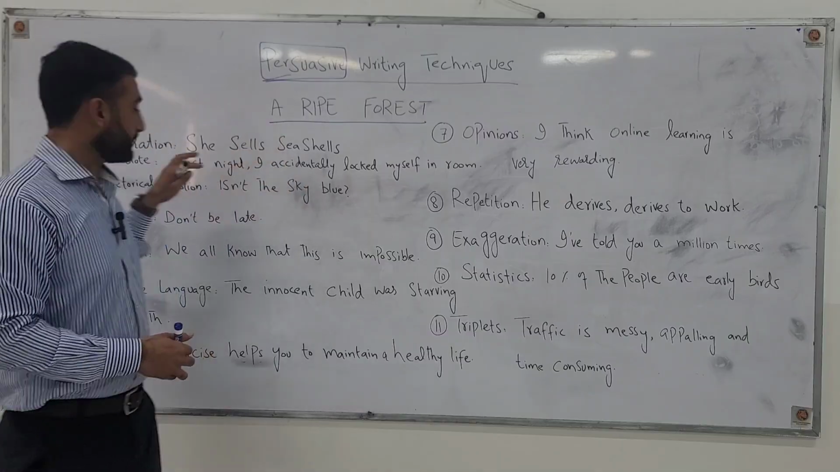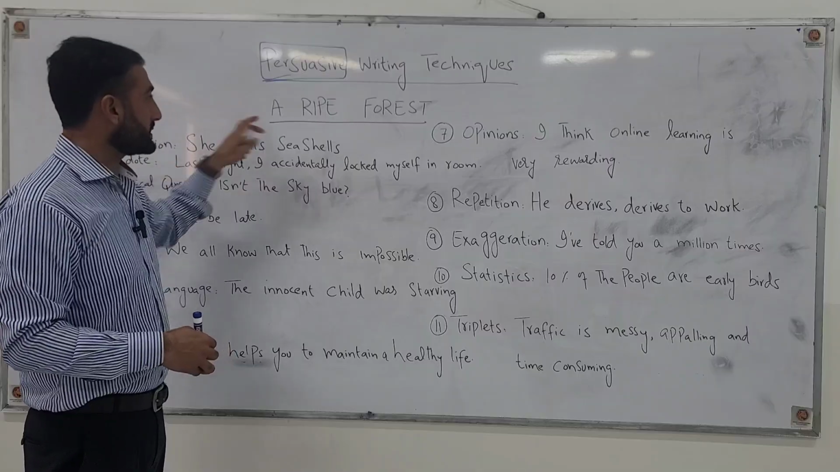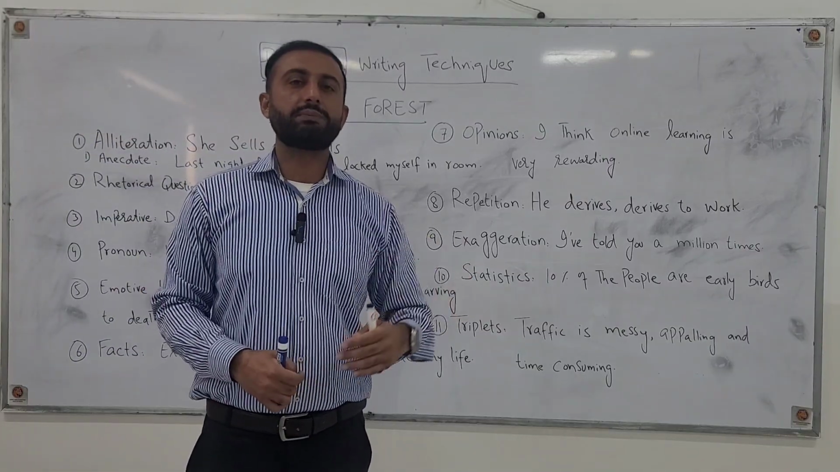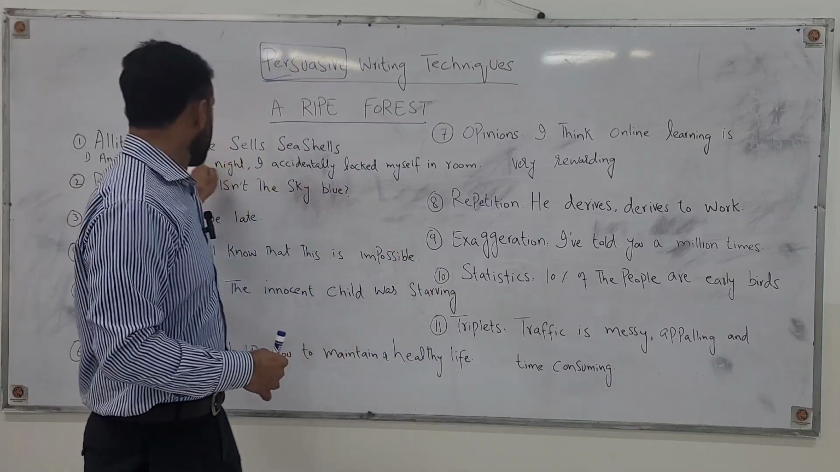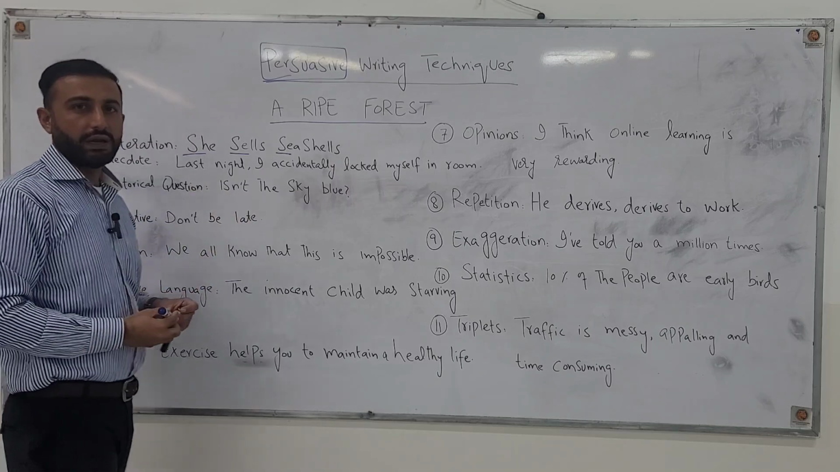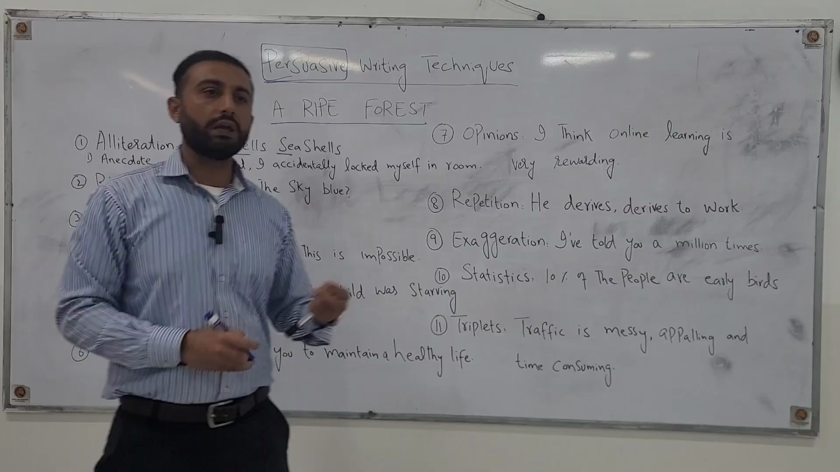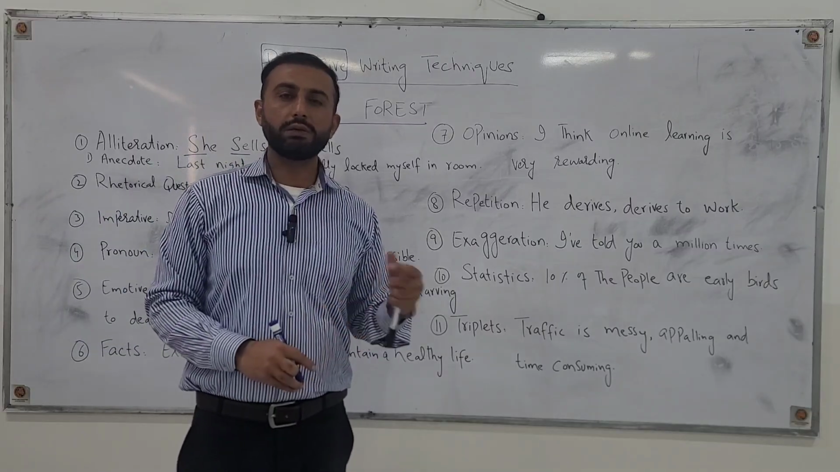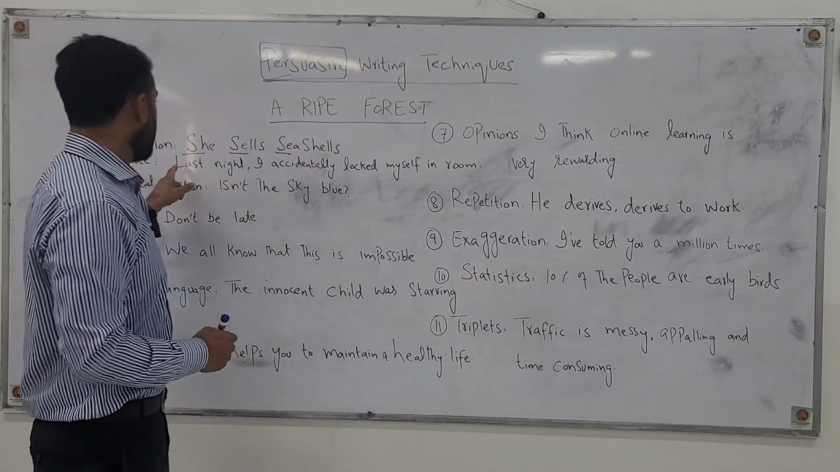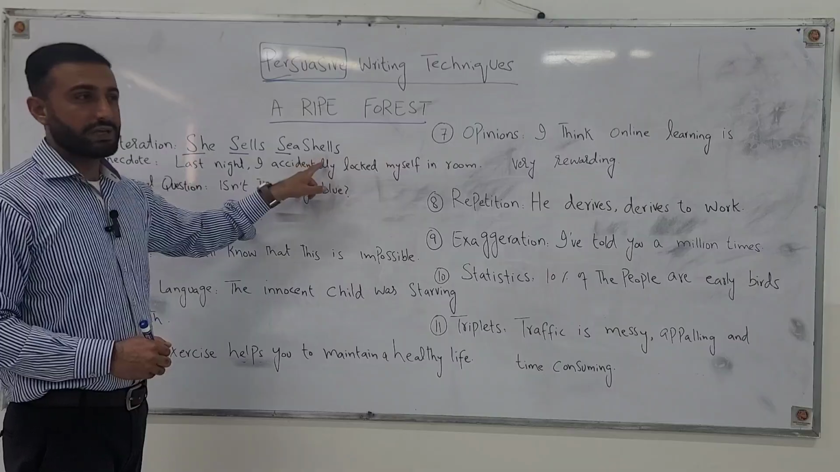So A is alliteration. Some of the teachers say it's alliteration and some of them say anecdote. I would go with the anecdote, but it's up to you how you use it. So alliteration is repetition of the first letter at the beginning of words. So you are employing alliteration in your letter, in your report, in your article, in your journal in order to be more persuasive. So alliteration is: sea, sells, sea, shells.